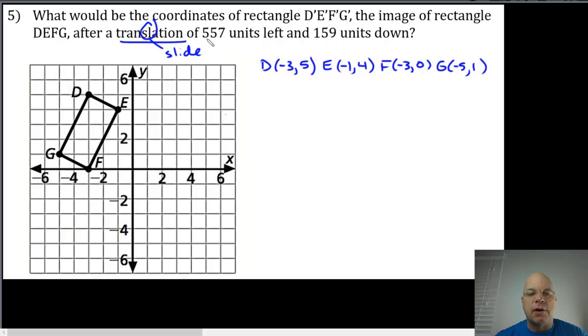Now if I'm going 557 units left, how does that affect my coordinates? Which coordinate does it affect and how? And the same with 159 units down, which coordinate does that affect and how does it affect it? If you answer those questions and apply those effects to these coordinates, you can write down D prime, E prime, F prime, G prime without actually graphing the translated figure. Try to do that during the pause and then come back and see how you did.